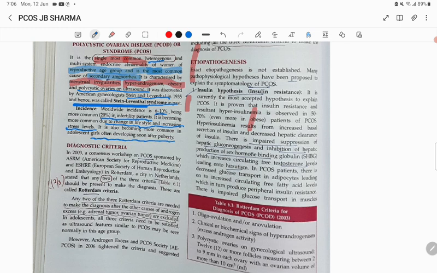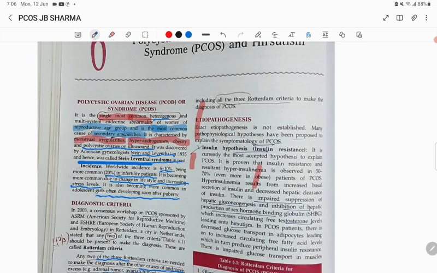The diagnostic criteria: the 2003 Consensus Workshop on PCOS sponsored by ASRM and ESHRE says 2 out of 3 criteria should be present to make a diagnosis. These are called the Rotterdam criteria. If any 2 of the 3 Rotterdam criteria are noted, make the diagnosis, provided other causes of androgen excess, such as adrenal tumor and ovarian tumor, are excluded. In adolescents, all 3 criteria are to be satisfied. The Androgen Excess PCOS Society in 2006 tightened the criteria, suggesting including all the 3 criteria to make the diagnosis of PCOS.